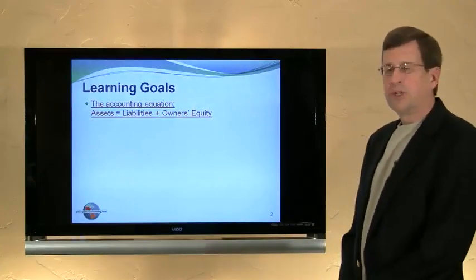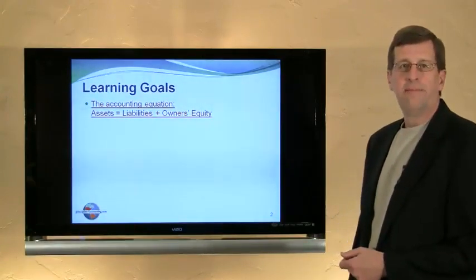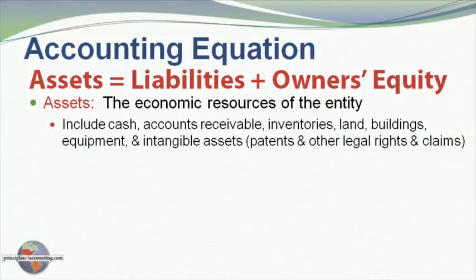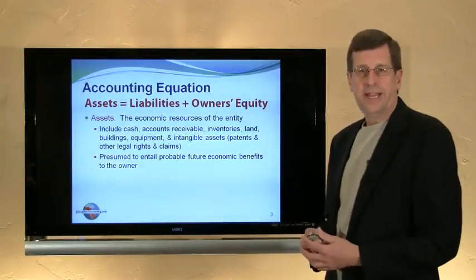In this particular module, we will look at the fundamental accounting equation, which very simply is assets equal liabilities plus owner's equity. Assets are the economic resources of the entity. Assets consist of cash, accounts receivable, inventories, land, buildings, equipment, and even intangible assets that have been acquired, such as patents or other legal rights and claims. In each case, they're presumed to represent a probable future economic benefit that's obtained or controlled by the particular entity. So those are the possessions of the entity, if you will.